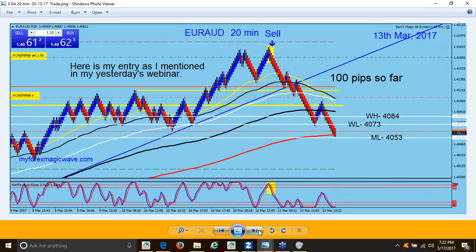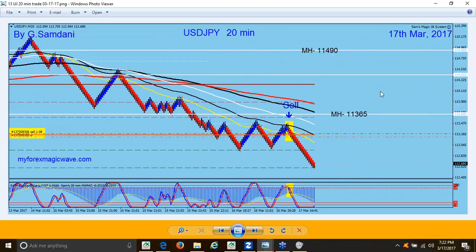So these are the trades I did this week. If you put them all together, maybe 600-700 pips. But remember, my SL hit as well. See, like this one, for example.